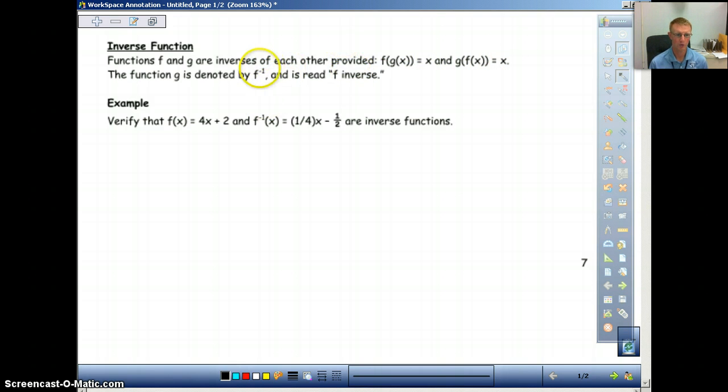Now one thing we want to notice is right here they're saying, okay, verify that f of x and f to the -1, which we read as f inverse, are inverses. But what this means is we're going to say that's the same thing as g.